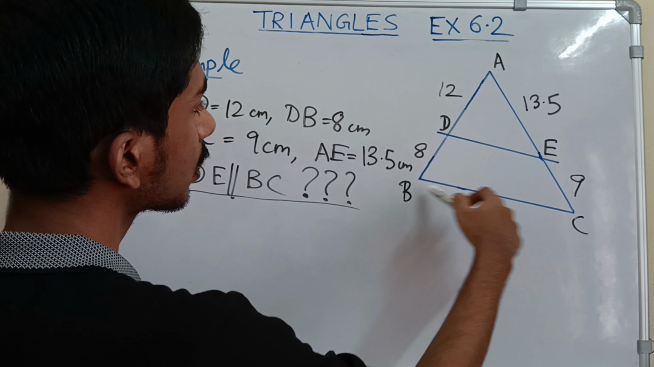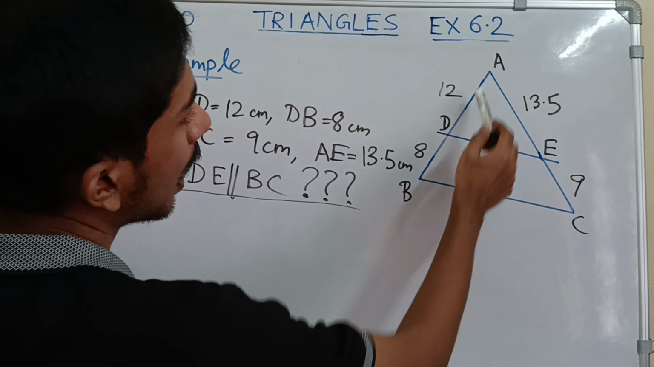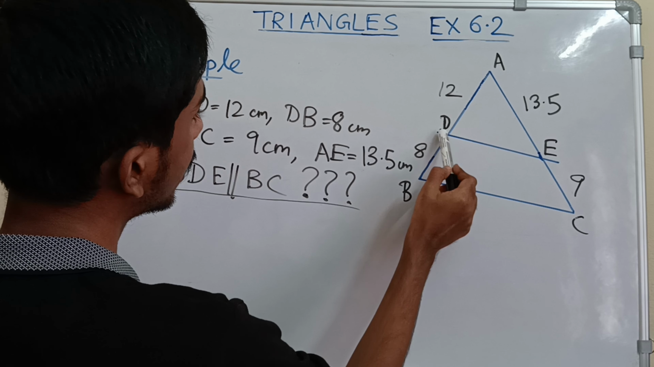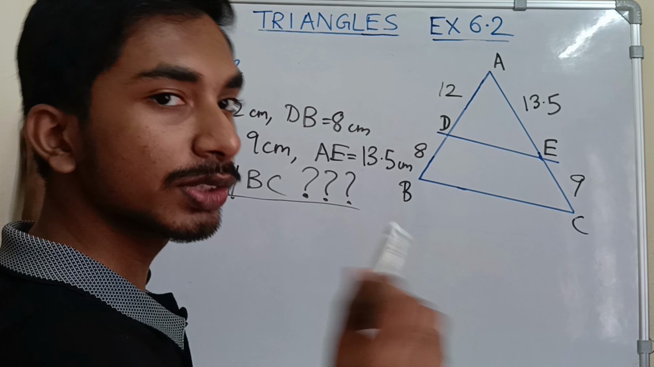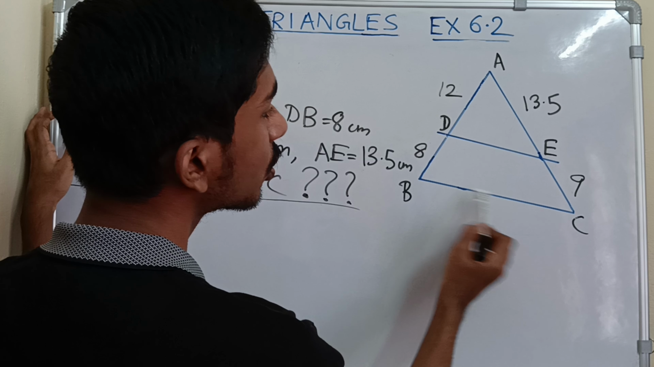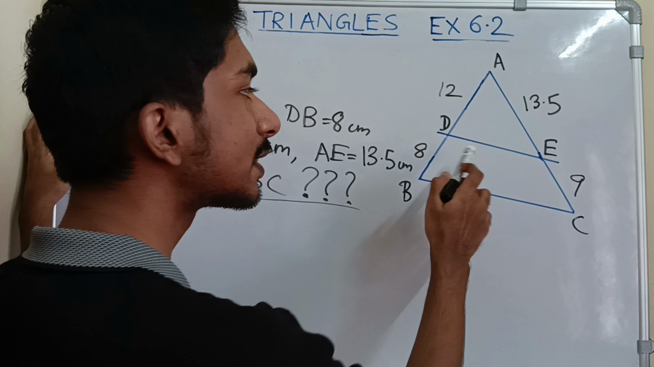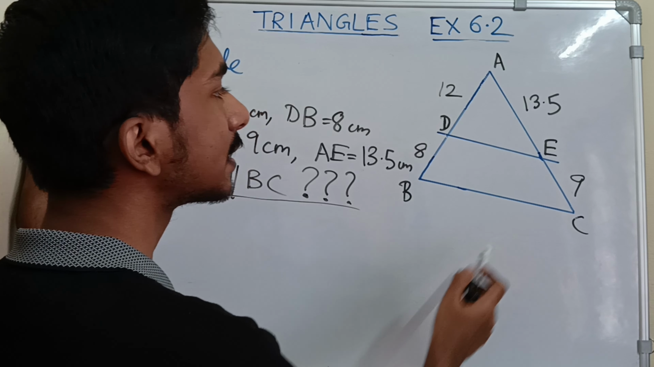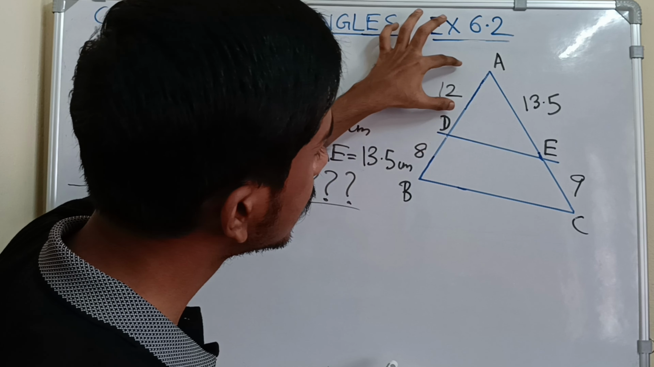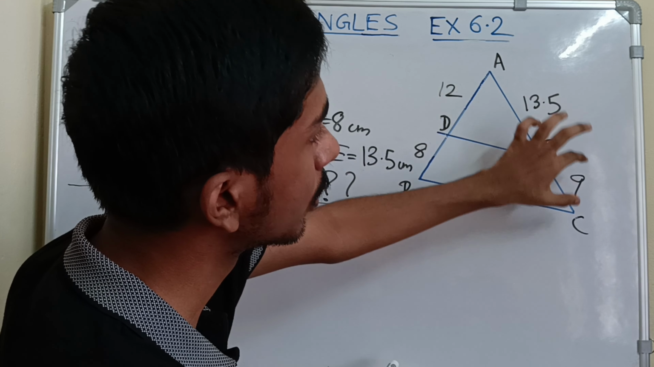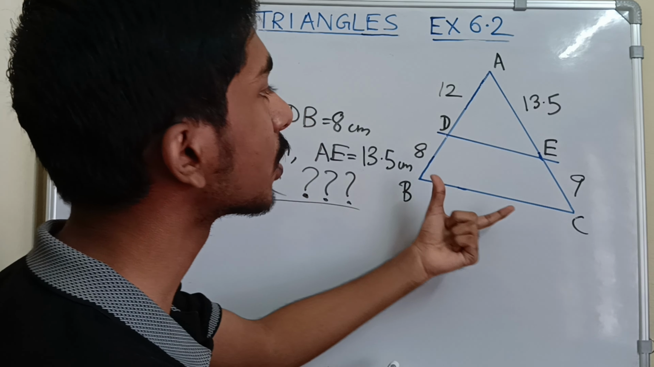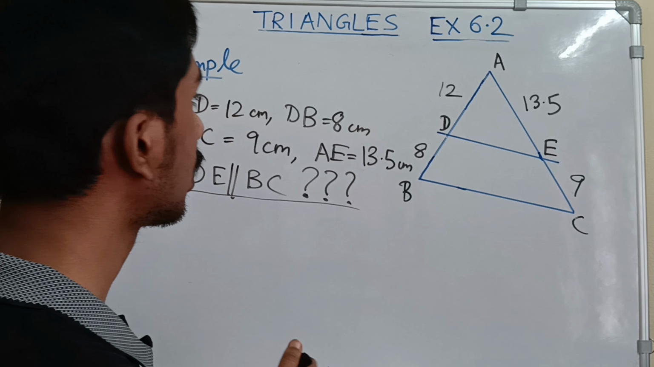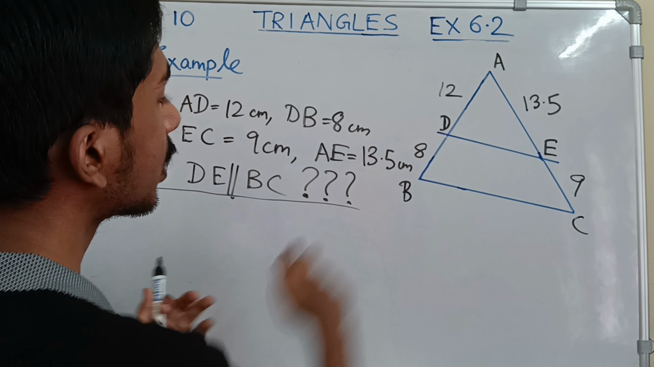Now let us take a small example to see how we can use this theorem. So here's a figure. Triangle ABC is there, and AD is 12 cm, DB is 8, AE is 13.5 and EC is 9. We have to check if DE is parallel to BC. How can we check? First you take the ratio, this over this and this over this. If both the ratios are equal, then we can say DE is parallel to BC because of the theorem you just learned.